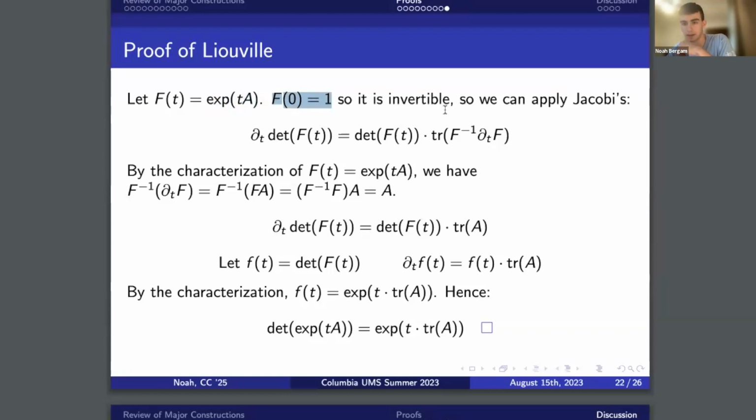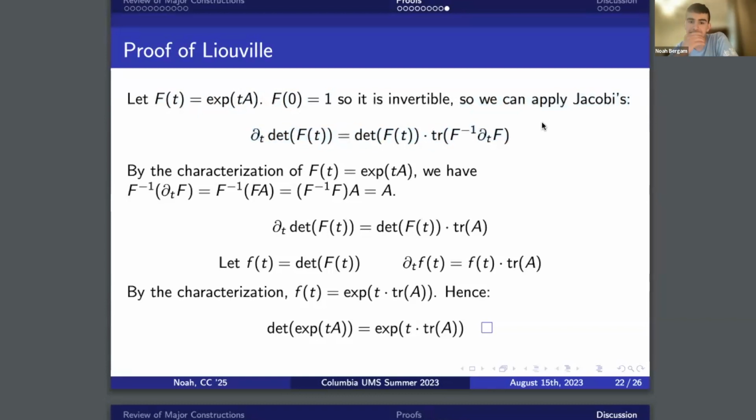by lemma 3. So then we could apply Jacobi's formula, because Jacobi's formula only applies to, what's the word? Invertible operator valued formal power series. So if you apply Jacobi's formula to this big F of t, you get this.